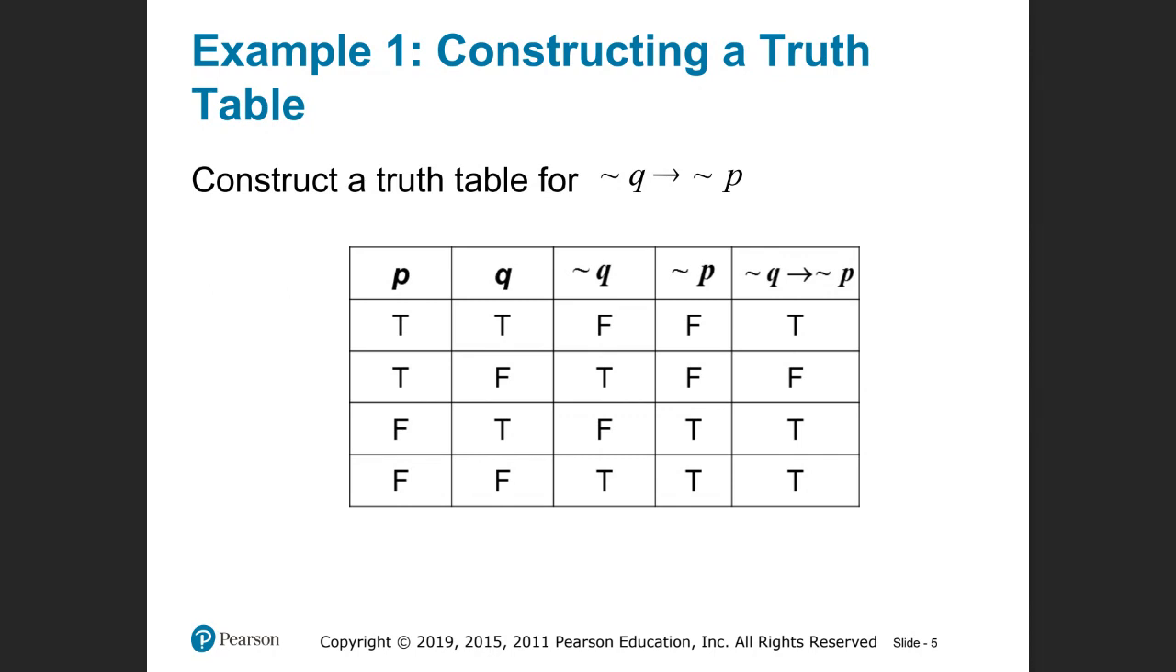And we see that when we apply our definition, the conditional is false only when the antecedent, which is the first part, is true and the consequent is false. So the antecedent this time is not Q. The conditional is false only if the antecedent is true and the consequent is false, which is the second line of the table. All the others are true.